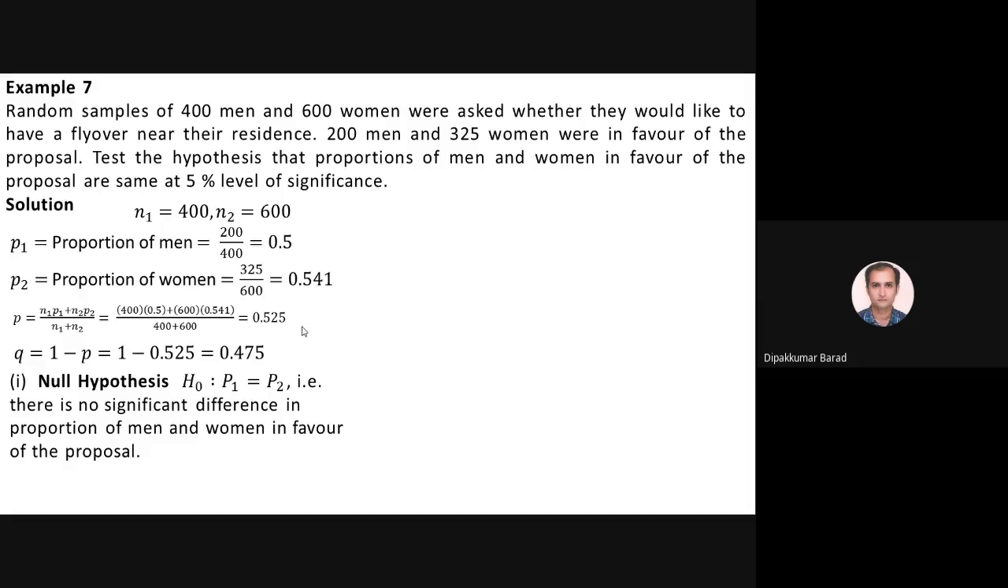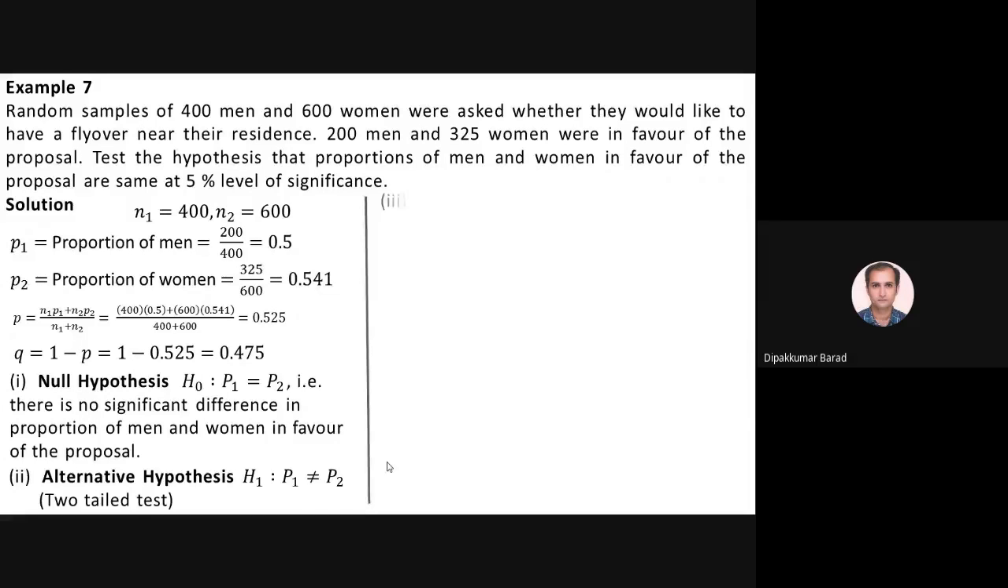Now the alternative hypothesis means that both have a different opinion, P1 and P2. So it means men and women have a different opinion in favor of a proposal for a flyover near their residence. Okay, so here we have a two-tailed test, P1 not equal to P2. Now the level of significance, alpha, is equal to 0.05.